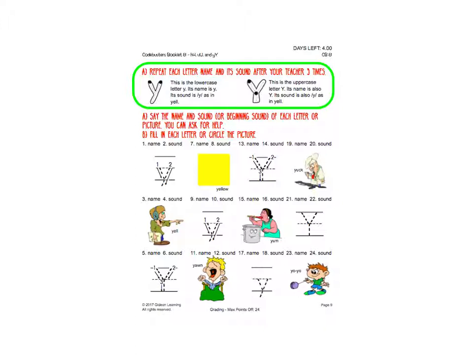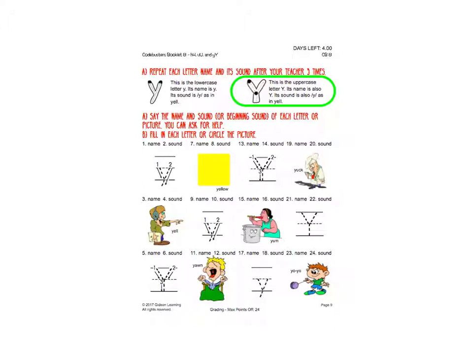Now we'll start on our last letter for this booklet. Repeat each letter name and its sound after your teacher 3 times. This is the lowercase letter Y. Its name is Y. Its sound is Y, as in yell. Y, Y, Y. And now write it.